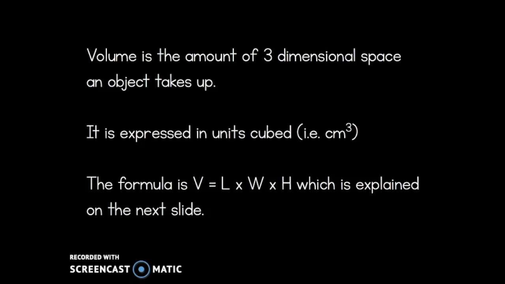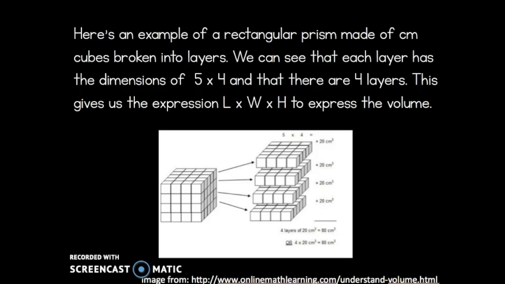The formula is volume equals length times width times height. And the times height piece is what makes it different from our area formula, which would be area equals length times width. Now, having said that, the formula for volume can also be expressed as volume equals area times height, because area is the same as length times width. This formula is going to be explained on the next slide.